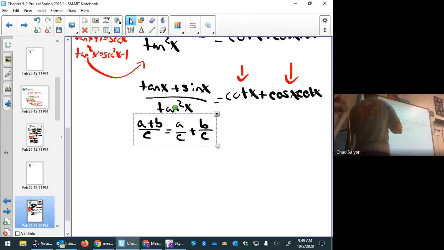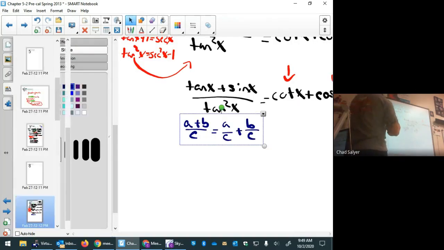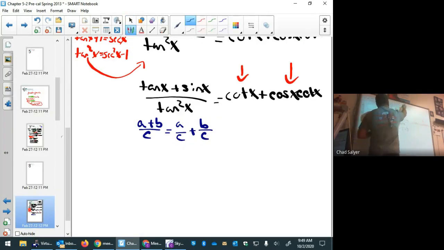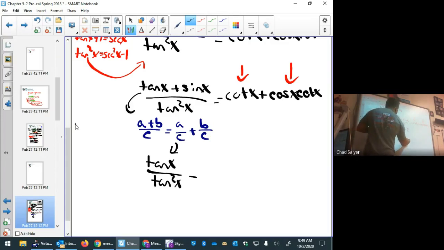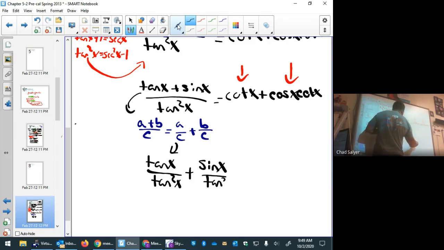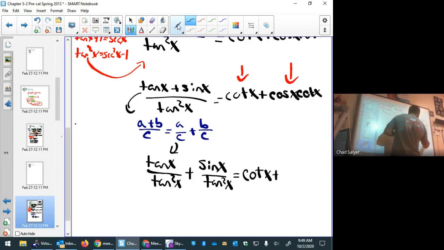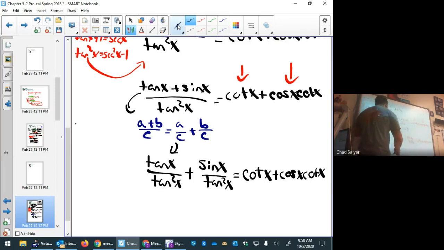Let me change the color of that so it's more clear that that's a property I'm using and not an actual step. So the result is going to be the tangent of x over the tangent squared x plus the sine of x over the tangent squared x. And again, we're still trying to get to cotangent x plus cosine x cotangent x. But we're almost there.